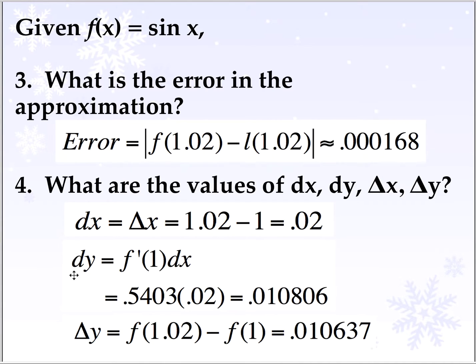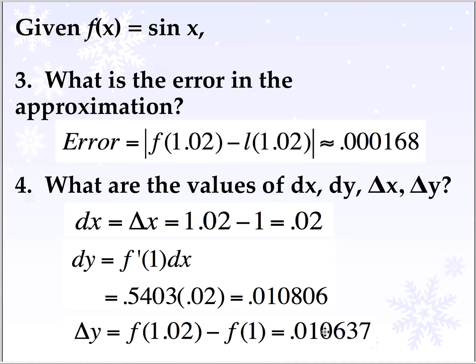And then the last one, so dy is an approximate change in y. Delta y is the actual change in y on the curve itself. So on the sine function, you find f of 1.02 minus f of 1, and you get 0.010637.